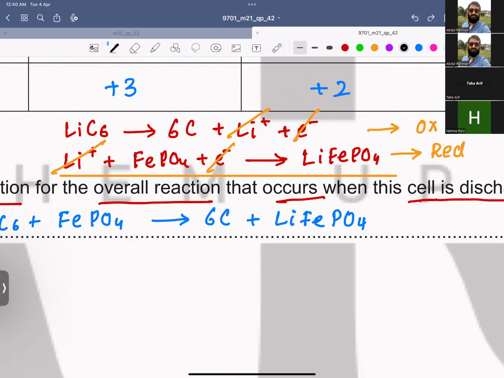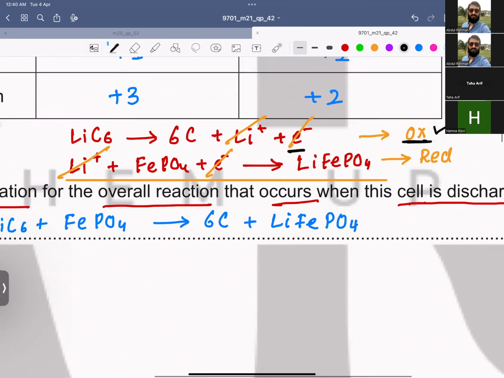Yes, when the electrons are over here and we predict that the oxidation is taking place in this reaction, then we flip that half equation. Otherwise, in this equation, the electrons are already on the right side, which means these electrons are lost and oxidation is taking place. So there is no need to flip the equation.